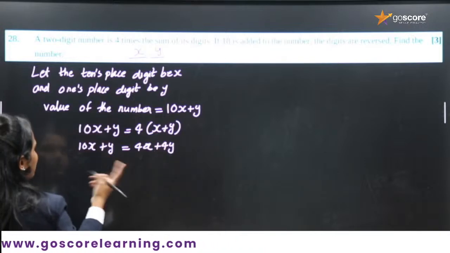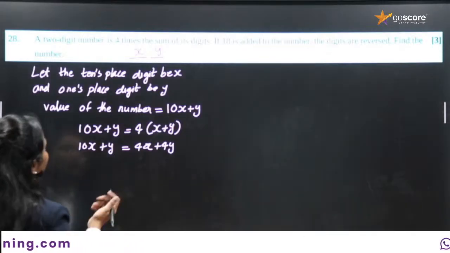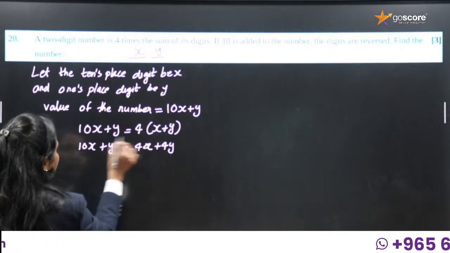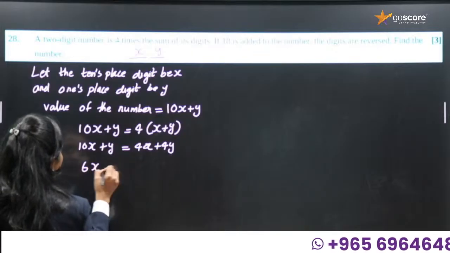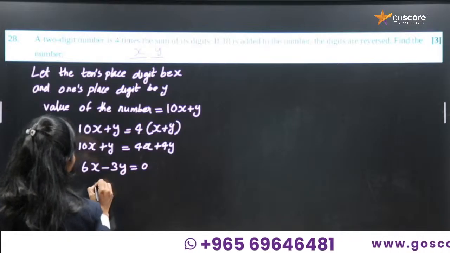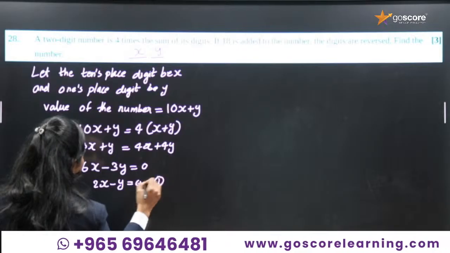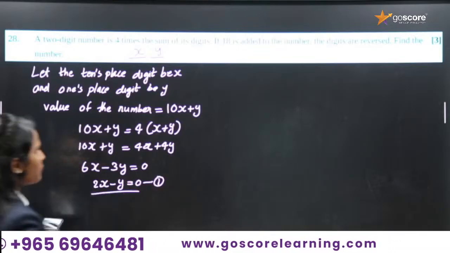Now when we take all terms into the LHS, what happens? 10x minus 4x will be 6x, and y minus 4y is minus 3y, equal to 0. Or you can write 2x minus y equal to 0, which is our first equation. Okay, this is our first equation.